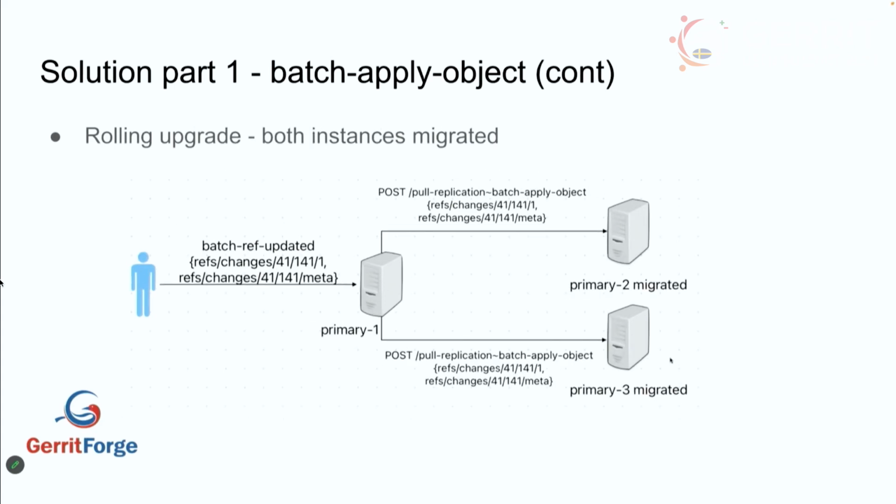Eventually, we will have migrated primary 3 as well. So in that case, as you can imagine, there's going to be just 2 requests, 1 per target for the batch apply object endpoint, and the payload will include all the refs.